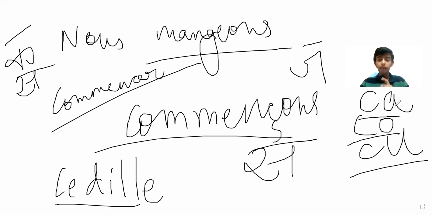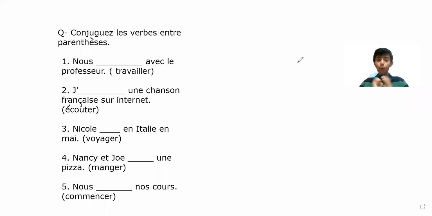Now we are moving towards the most important part, that is the exercises. This question always comes in the exam for 5 to 10 marks, so we will be solving this. Conjuguez les verbes entre parenthèses. You need to conjugate the verbs in the brackets as per the conjugations that we have already studied. The first question says: nous dash avec le professeur.